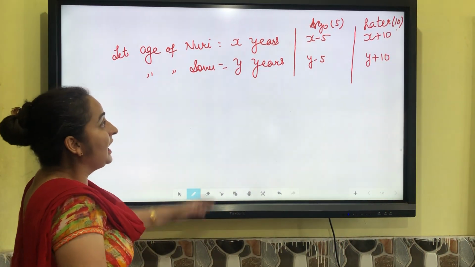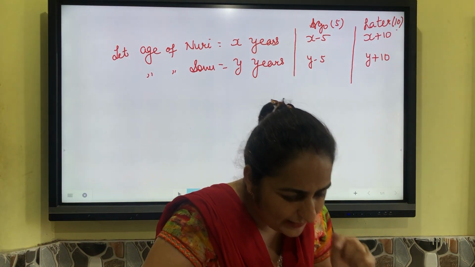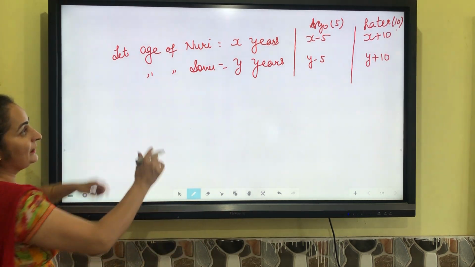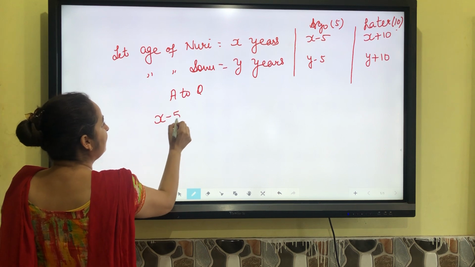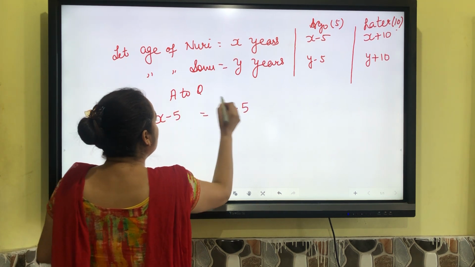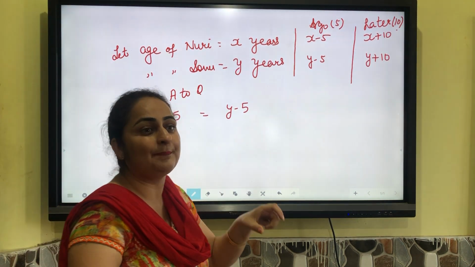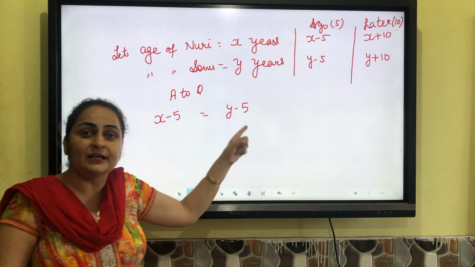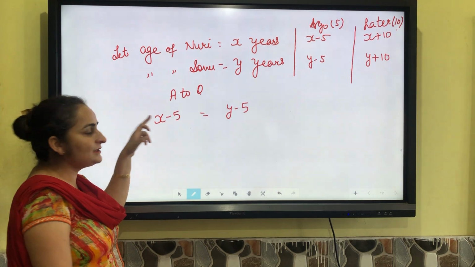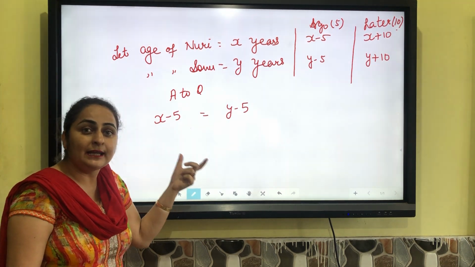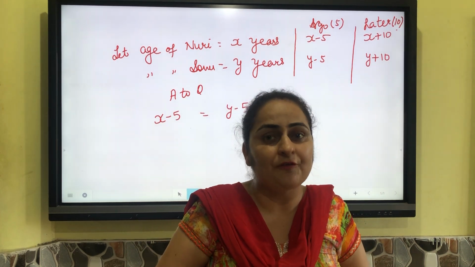The question is, 5 years ago, Noori was thrice as old as Sonu. According to the question, one is Noori and the second is Sonu. Noori is 3 times. Times means you have to multiply here. Noori is 3 times as old as Sonu. If Noori is 15 years, then what about the age of Sonu? That is only 5 years.